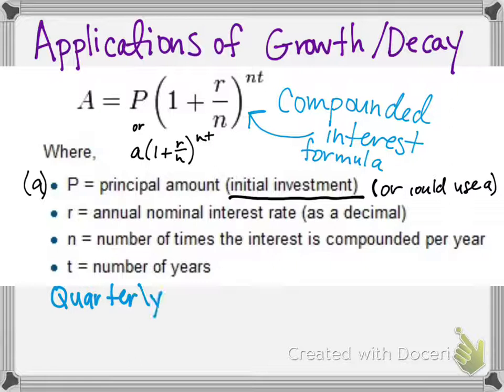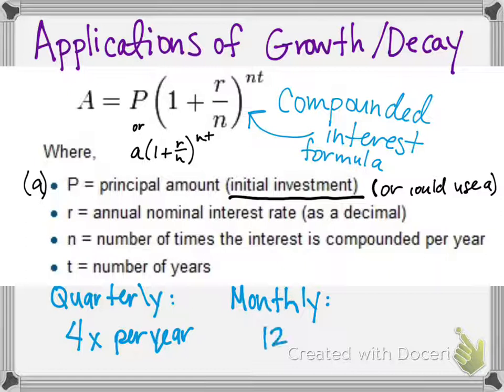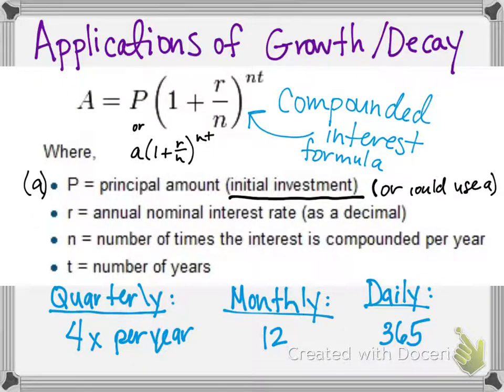If you have interest that is compounded quarterly, that happens 4 times a year. You have 4 quarters in a year of school. You could have monthly, and so that's 12 times per year. You could also have daily, and so that would be 365. You do have to know quarterly, monthly, and daily, how many quarters in a year, months, and days. But as far as the formulas, they will be given to you.